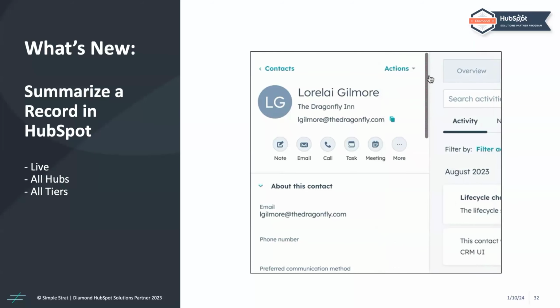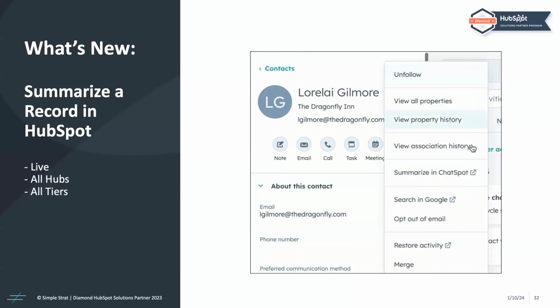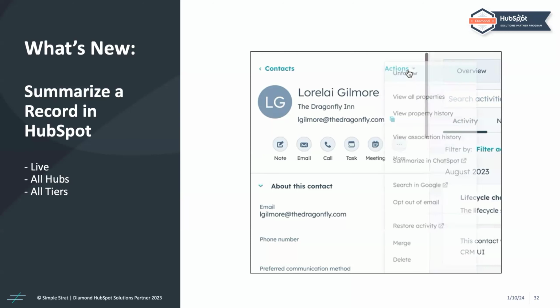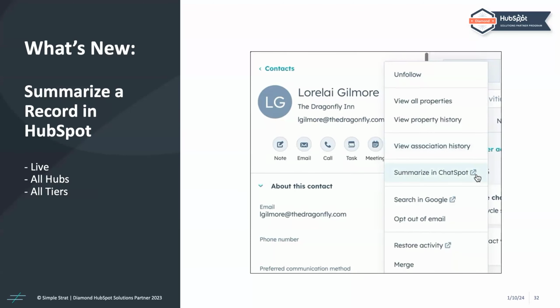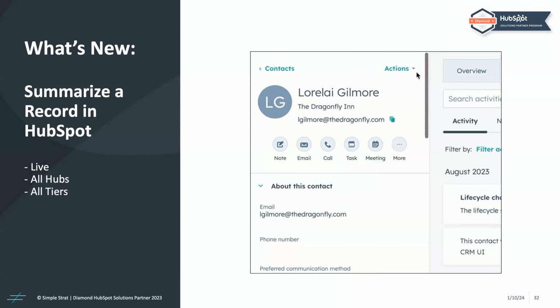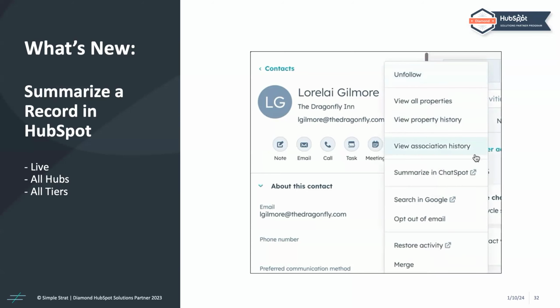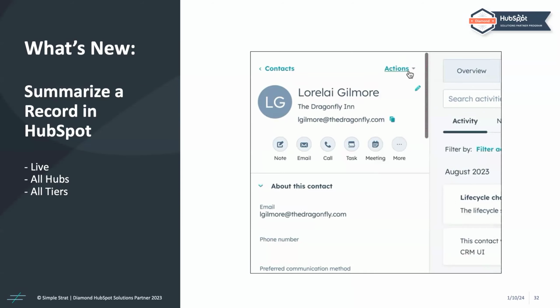So as this little video shows, what you can do is go into any record, contact, company, deal, etc., and hit actions, and then summarize in ChatSpot. It'll open up ChatSpot for you and give you a little summary. Today, what that gives you is the date that record was created, who owns it, a quick summary of important properties, and then a quick summary of notes and engagements for that record.